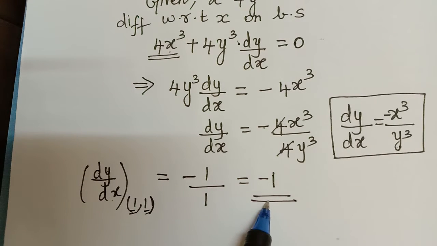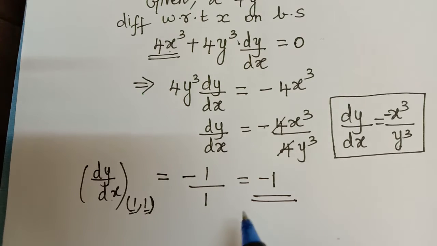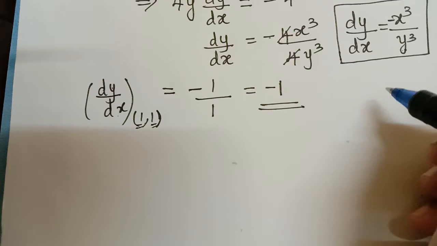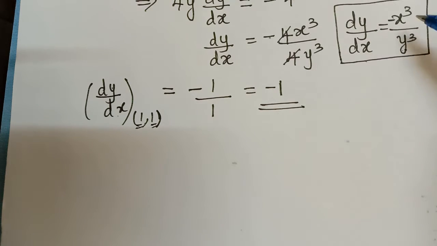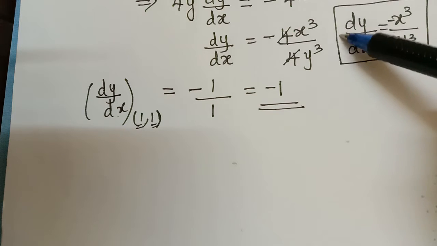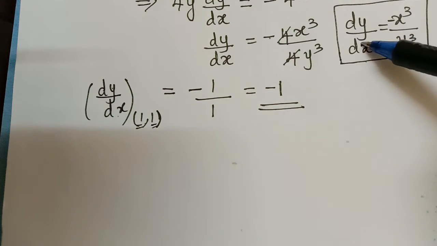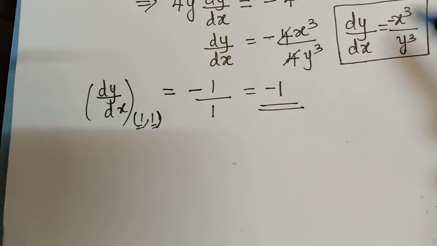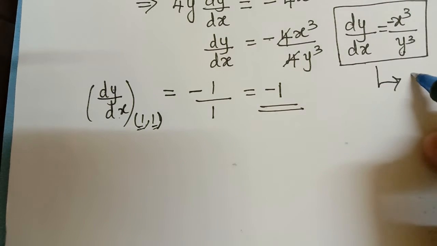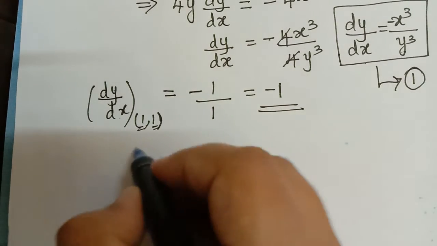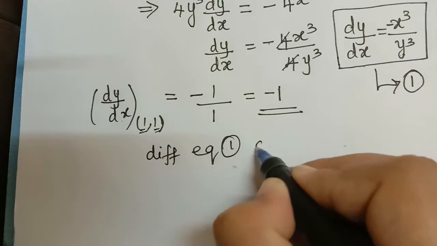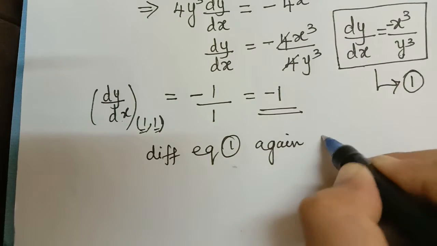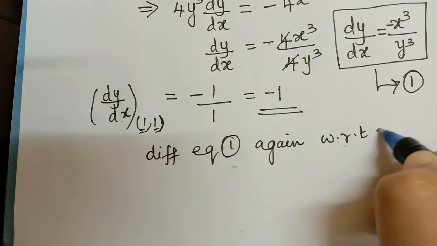Now we have evaluated this. Now let us find d squared y by dx square. So that we have to find from this. So dy by dx we have got to be minus x cube by y cube. Now we have to find d square y by dx square by differentiating this once again. So suppose we mark this as equation 1, we could say that differentiating equation 1 again with respect to x, what do we get?